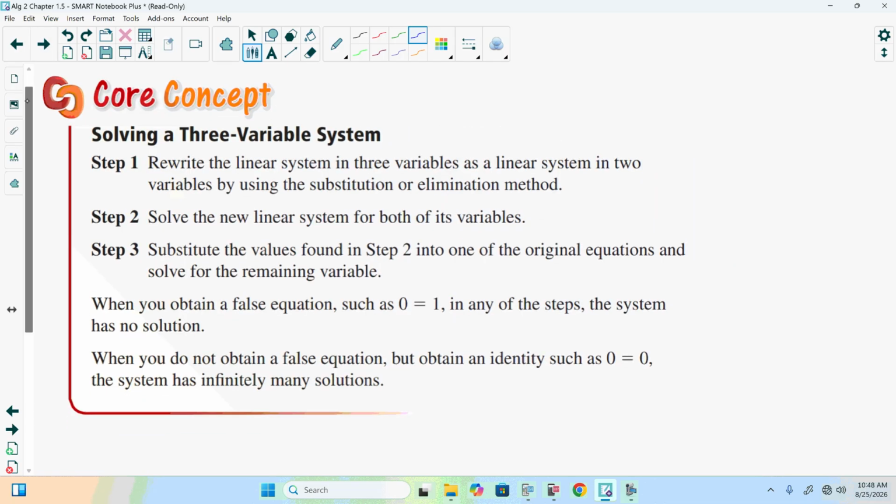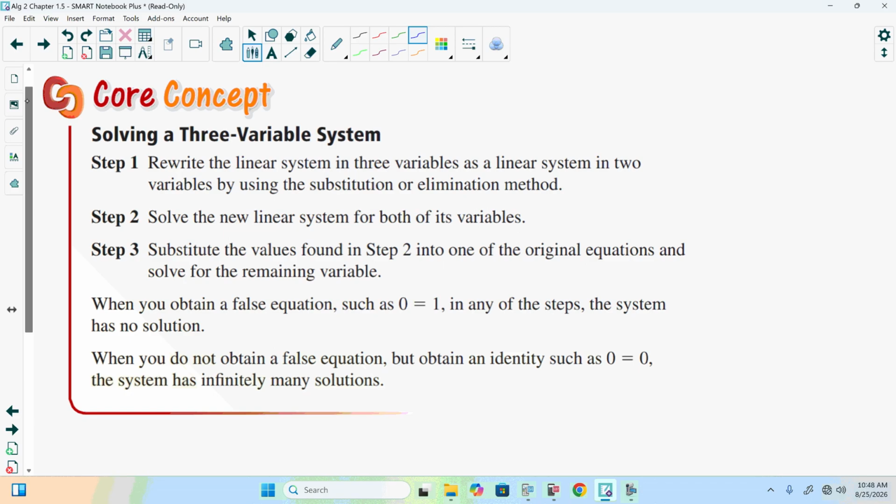Now, we do have set steps to solving this, and this is included in your note sheet. It's right there on the first page. Step 1, rewrite the linear system in three variables as a linear system in two variables. Solve the new linear system for both of its variables. Substitute back in.